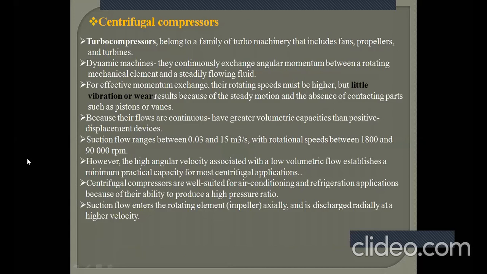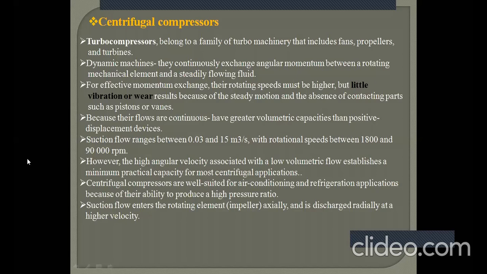The next type of dynamic compressor is the centrifugal compressor. Centrifugal compressors are also called turbo compressors. They belong to the family of turbo machinery that includes fans, propellers, and turbines. As dynamic machines, they continuously exchange angular momentum between a rotating mechanical element and a steadily flowing fluid. For effective momentum exchange, their rotating speed must be higher, but little vibration or wear results because of the steady motion and the absence of contacting parts such as a piston and vane.